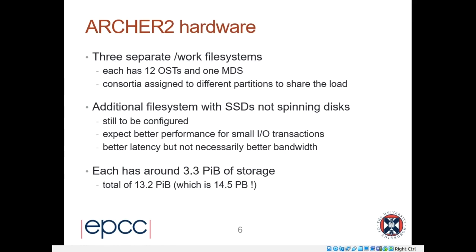So the ARCHER hardware, just to reiterate: 3 separate work file systems, as we appear to be on work 3. Each has 12 OSTs and 1 MDS. We've seen the OSTs can support actually more like about 8 gigabytes per second. We haven't tested that. So this SSD will be interesting to look at. And so we have about 3 petabytes of storage in each one.